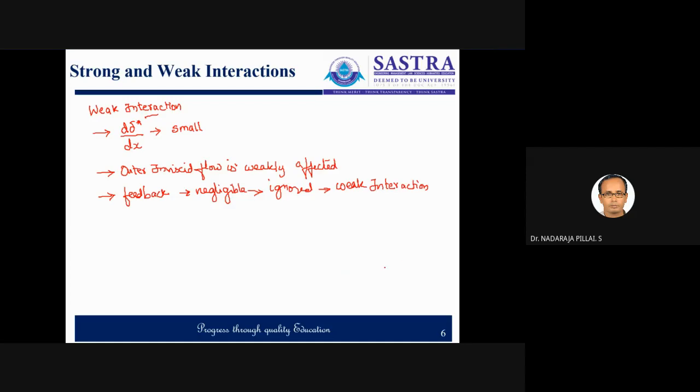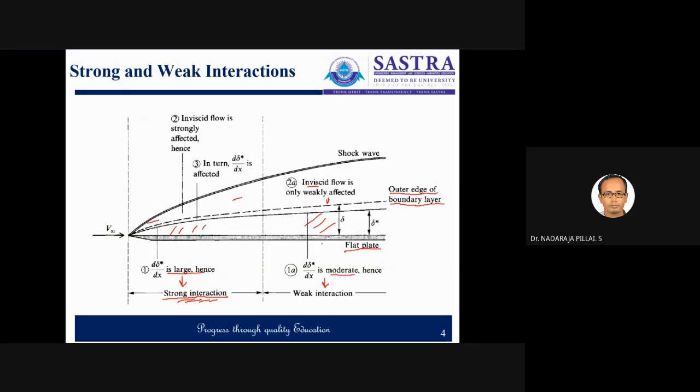Is it fine? Somebody can say whether this is fine, strong interaction and weak interaction. Then we will continue. Yes. Good. So we know which one is strong interaction and which one is weak interaction from d delta star by dx.